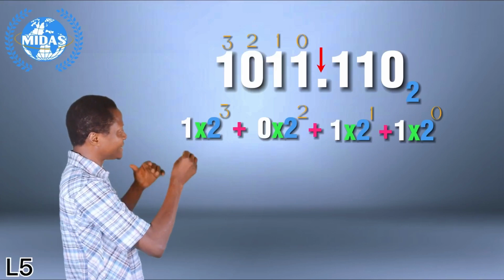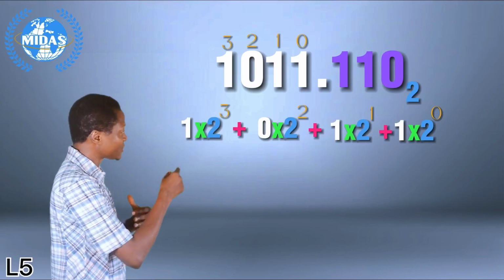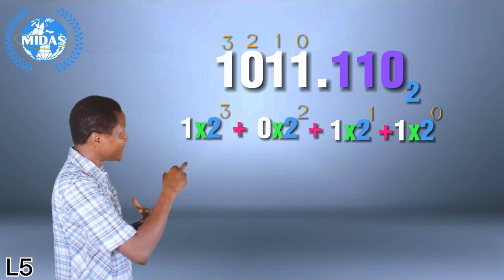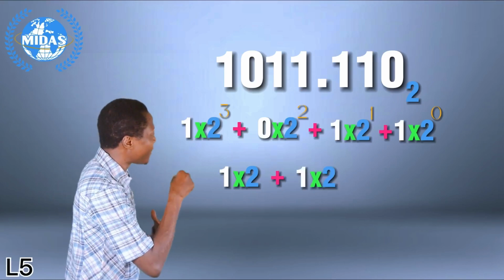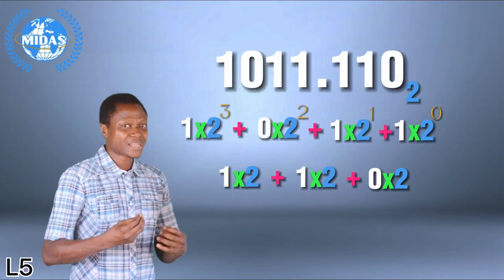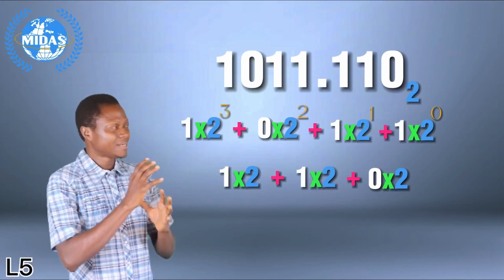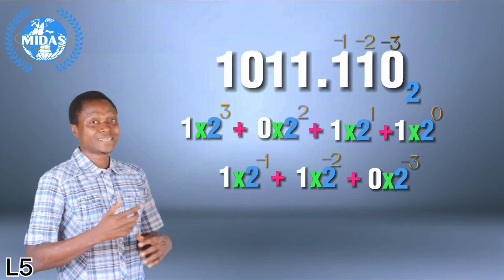So now after the decimal point, we have 110. So we're going to still expand it by saying 1 times the base plus 1 times the base plus 0 times the base. But this time around, we're going to rank from -1, -2, -3. That's the way it is.